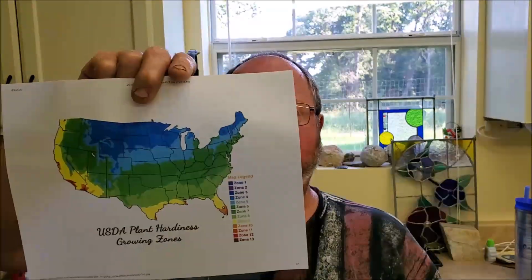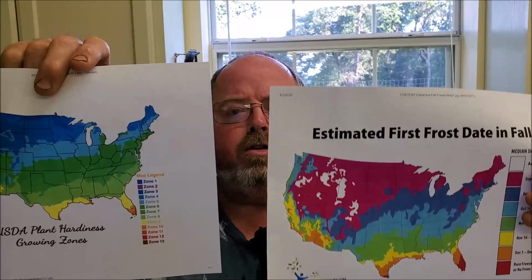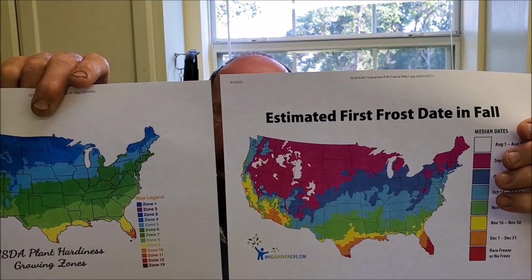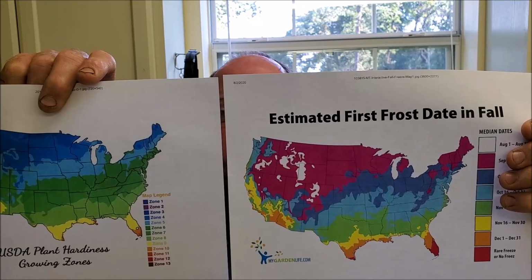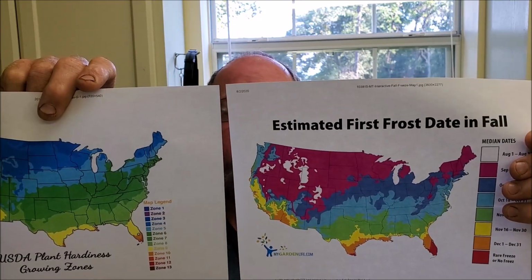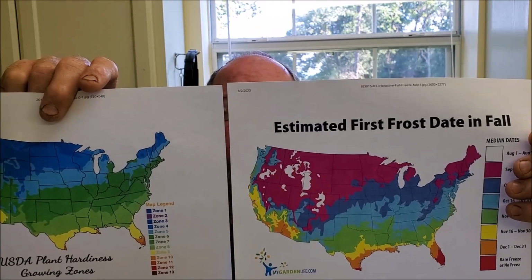And I can show you here. I've got a map. Now this is a map of a hardiness zone right here, and this is the map of the first frost dates. And as you can see, they don't line up together. In fact, a lot of the first frost dates go way down in a lot of different hardiness zones. So you think that you might could plant.